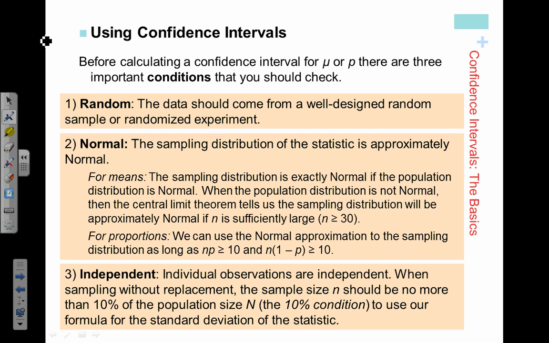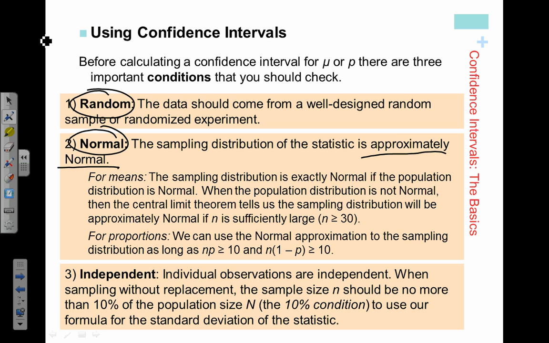Now, using confidence intervals, you have to verify three things first before you can use a confidence interval. Number one, you have to show that it's random. The data should come from a random sample or a random experiment. It's got to be random. If somewhere in the problem it doesn't say it's random or doesn't infer that it's random, you cannot do it. Okay? It's got to be approximately normal. It's never exactly normal, but it can't be skewed either. It's got to be normal.